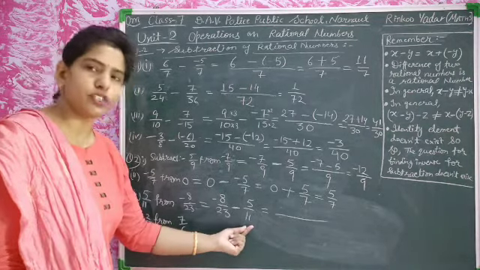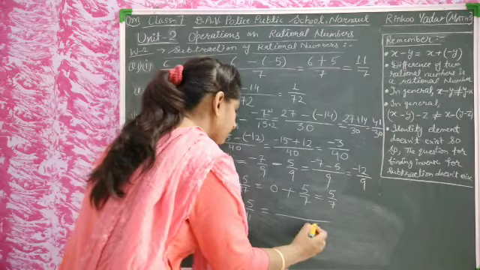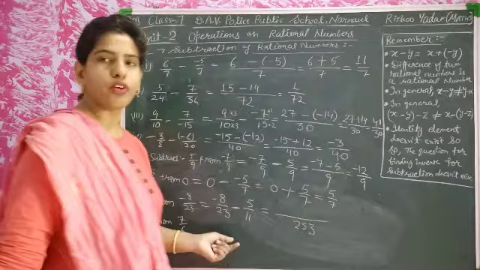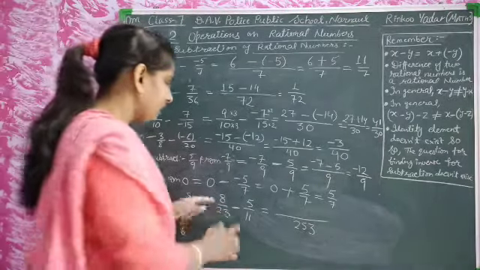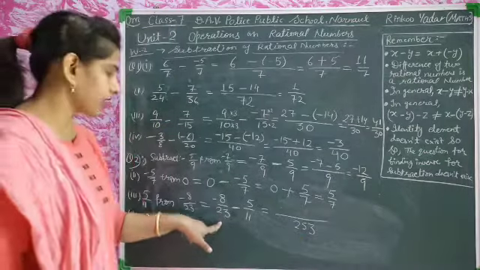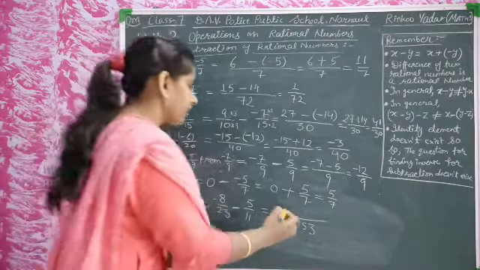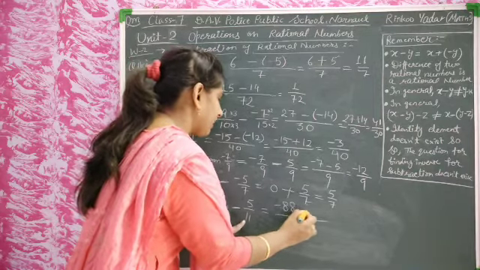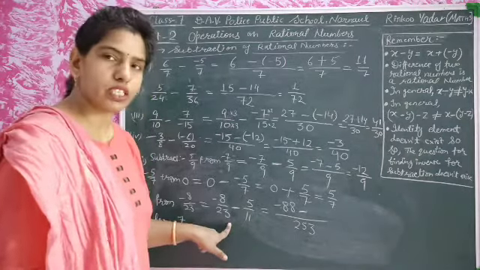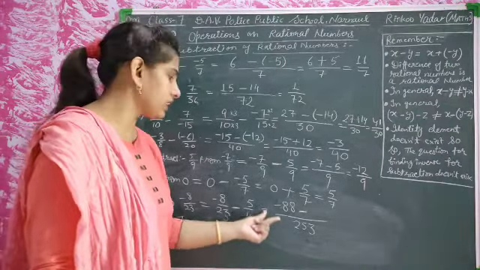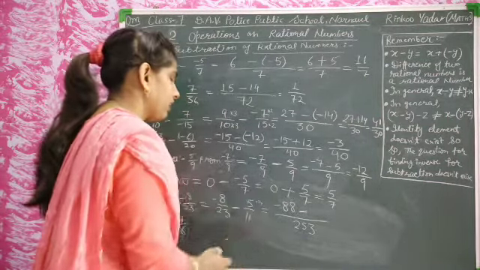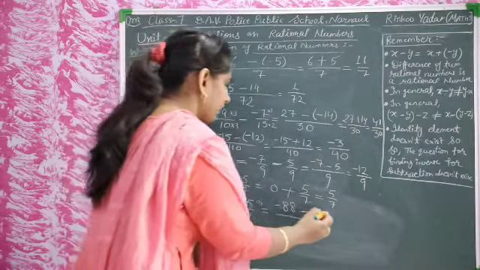So multiply 23 into 11, that equals 253. It means 23 is multiplied by 11, so the numerator is also multiplied by 11, giving minus 88. For the other fraction, 11 multiplied by 23 also equals 253, so the numerator is also multiplied by 23. What will we get here?